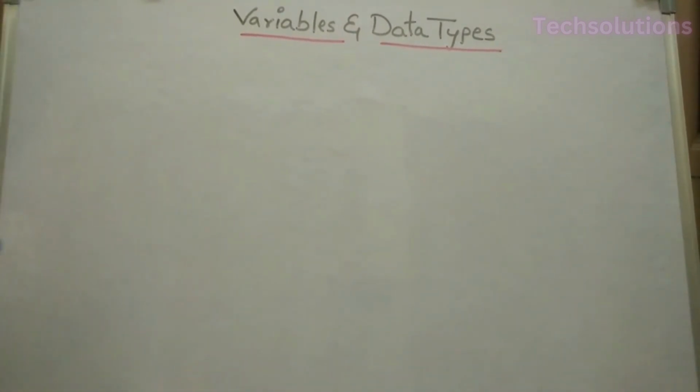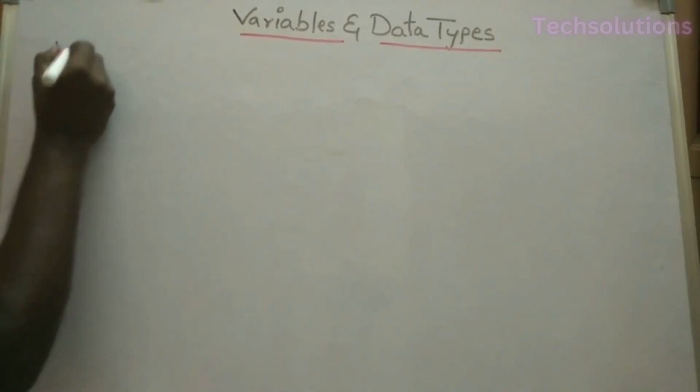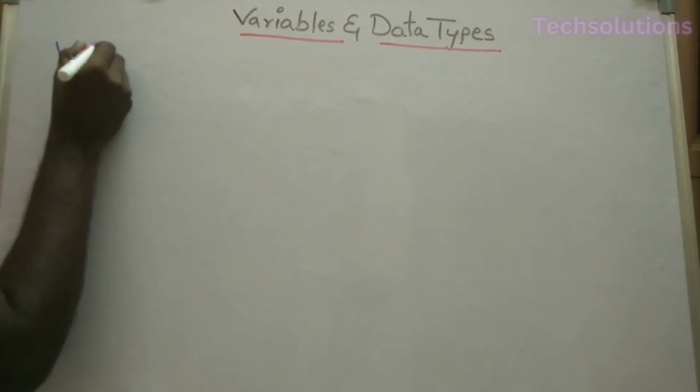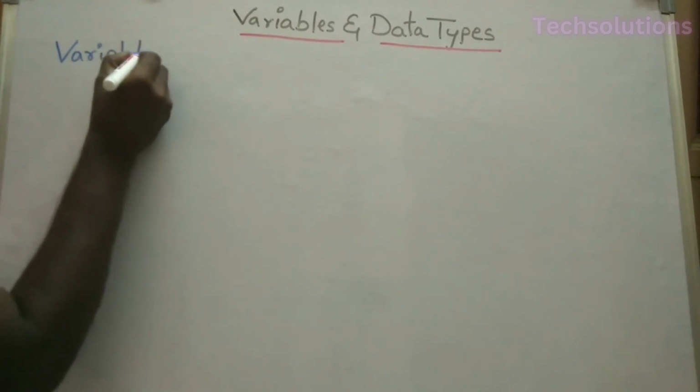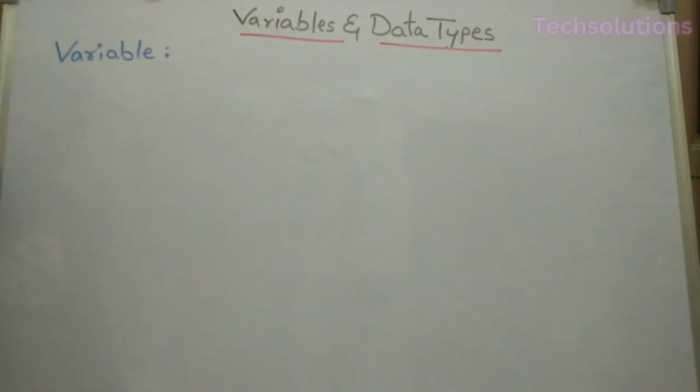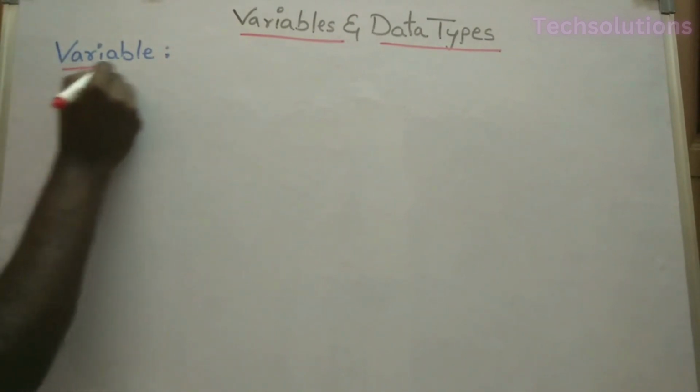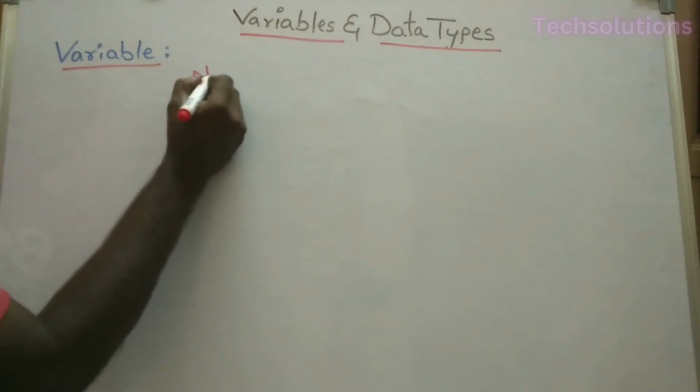Hello, in this video we are discussing variables and data types, right? First we can discuss what is meant by a variable. What is meant by a variable? Here the variable is nothing but you simply giving a name.